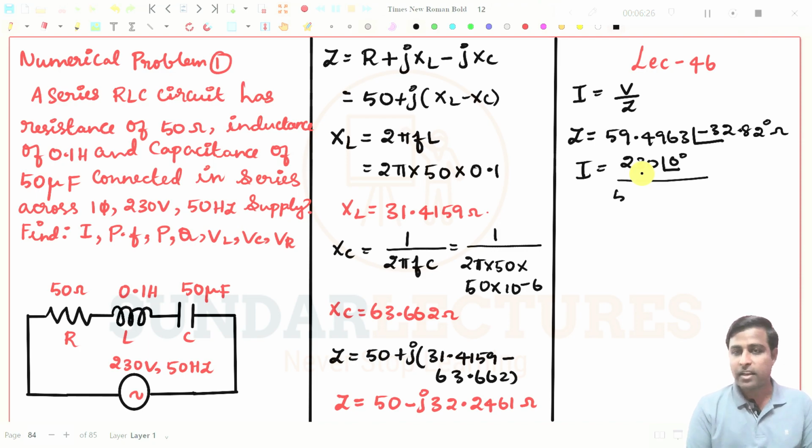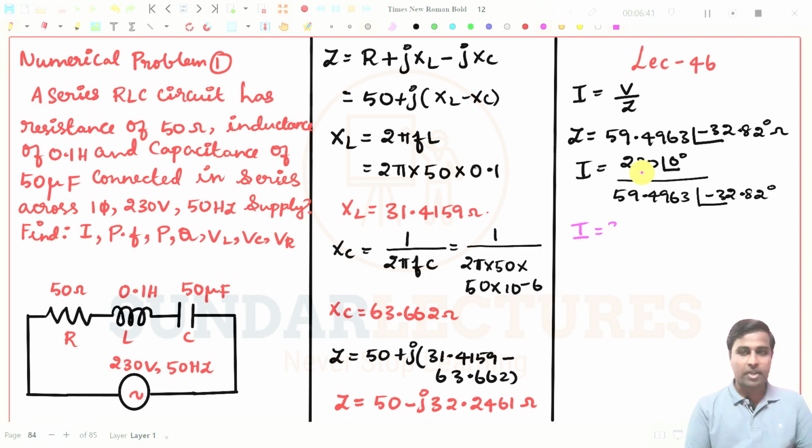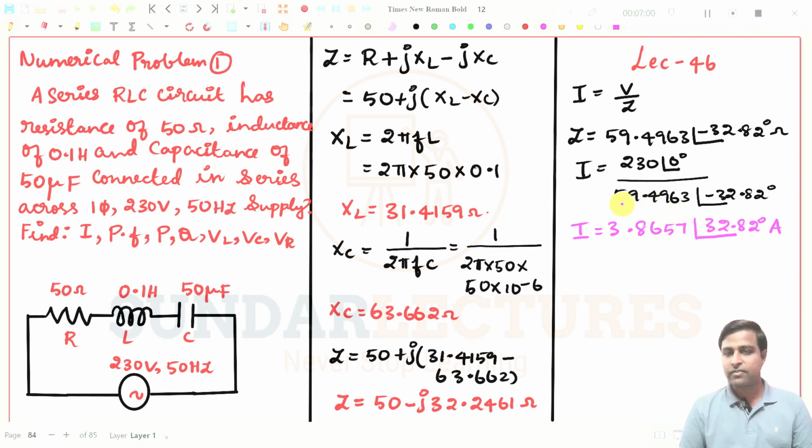Then this is divided by 59.4963 at an angle of minus 32.82 degree, right? If you simplify this, then I will be equal to 3.8657 at an angle of 32.82 degree. We have found what I is now. I is equal to 3.8657, this is the amplitude value, at an angle of 32.82.